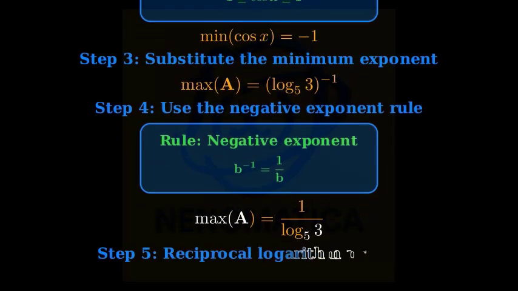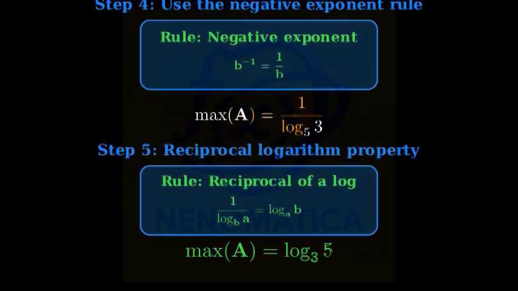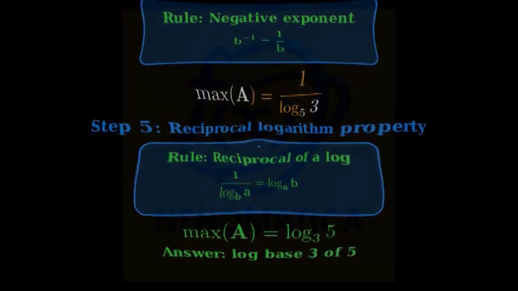Step 5. Convert the reciprocal of a logarithm. 1 over log base b of a equals log base a of b. Hence the maximum of A equals log base 3 of 5.